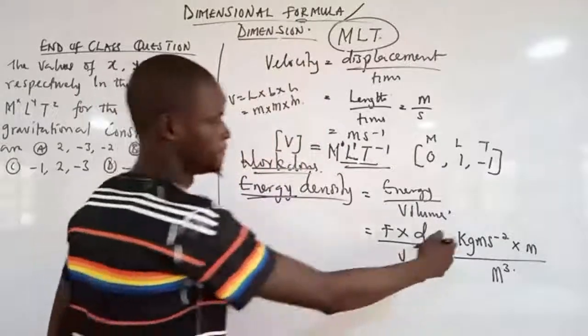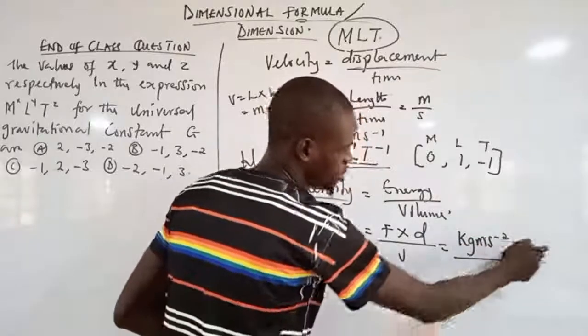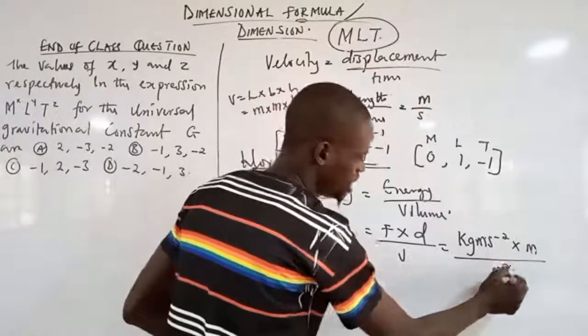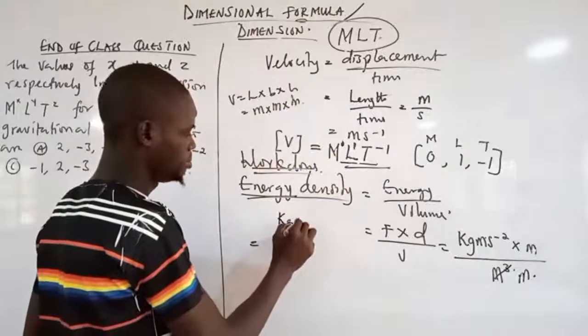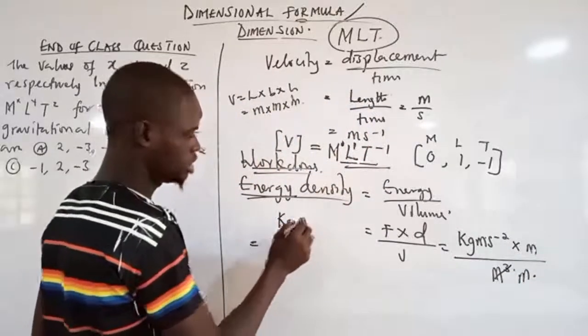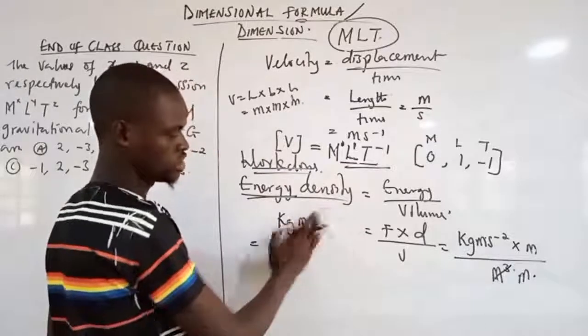Kilogram, meter times meter will give me meter square. If I remove 2 meters square from here, I'll be left with a single meter. Then I'll be left with kilogram per meter per second square. How do I get to this?